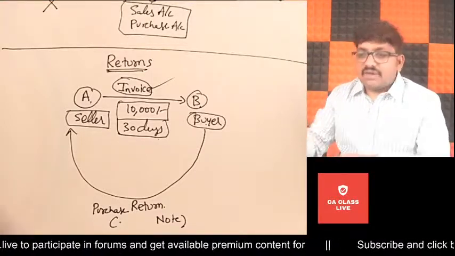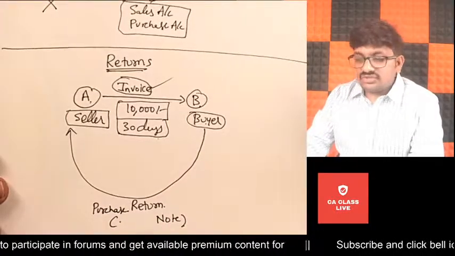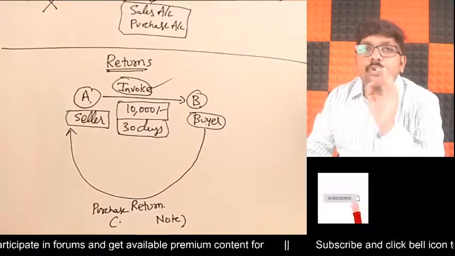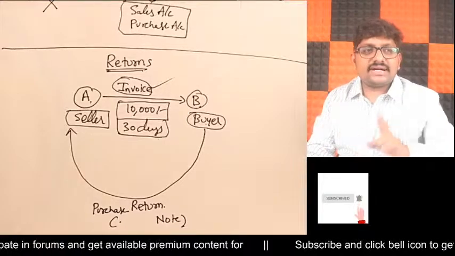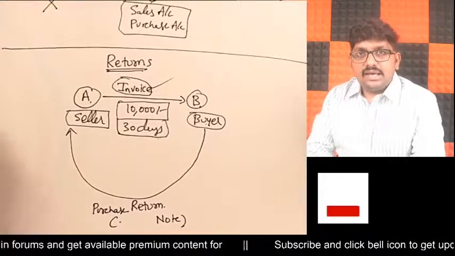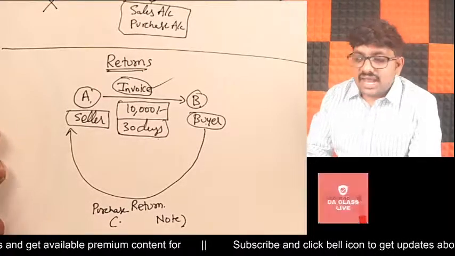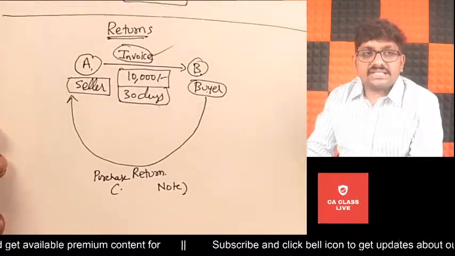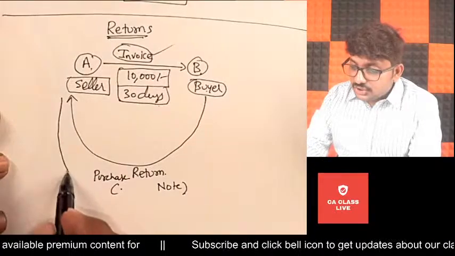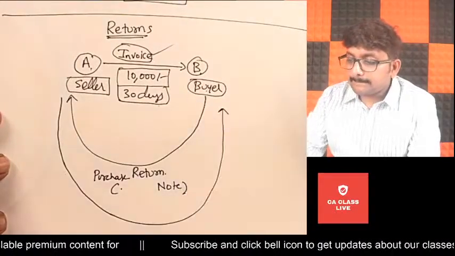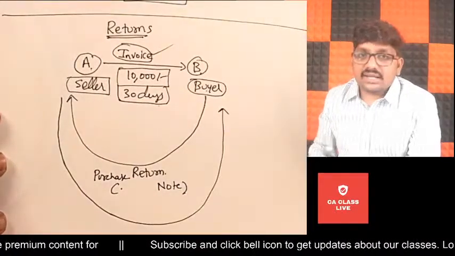So that once it is accepted by A, now this note stands as a proof that goods are returned by B to A. Once the goods are returned, there should be some confirmation from A also. For that purpose, A will again issue another note.